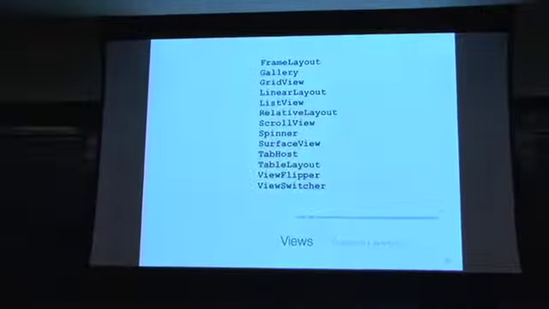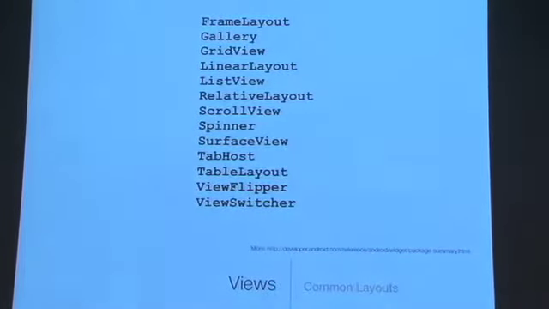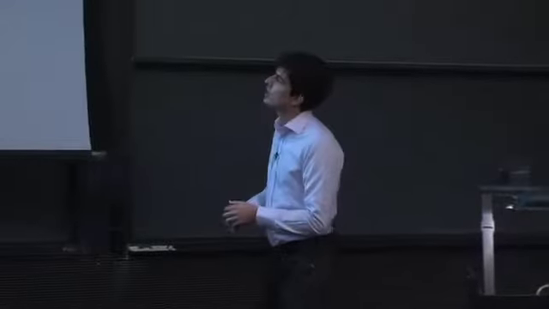Now, there's a whole bunch of views and layouts that we're going to see, especially next week. But some of the more common ones are things like this: frame layout, gallery, grid view. So not all of them have the word view in them, but a lot of these are in fact layouts that are then view groups. So we can have views within them. So gallery, for example, might be a view group that includes a bunch of image views, just as an example, and displays that in a neat way, in a way that might be akin to an image gallery.